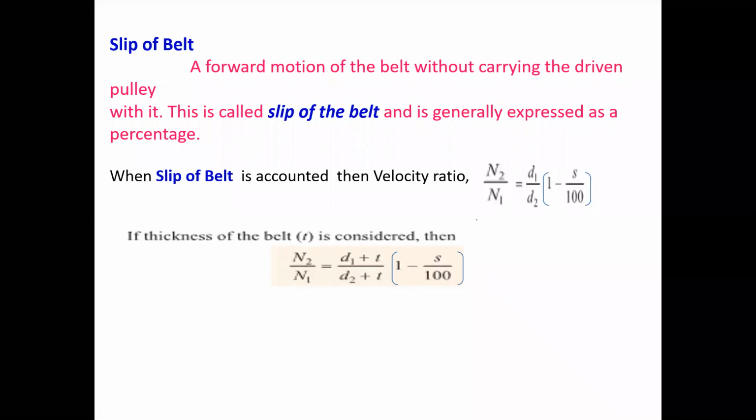Sometimes the belt may also leave the driven pulley. While running our belt drives, sometimes the driven pulley is not running, as the belt leaves the particular contact. The slipping effect may happen sometimes in our belt drives, so we generally consider the slipping effect. Now writing the velocity ratio, n2 by n1 equals d1 by d2 into 1 minus s by 100.